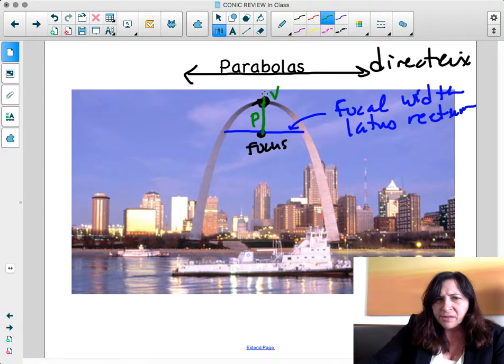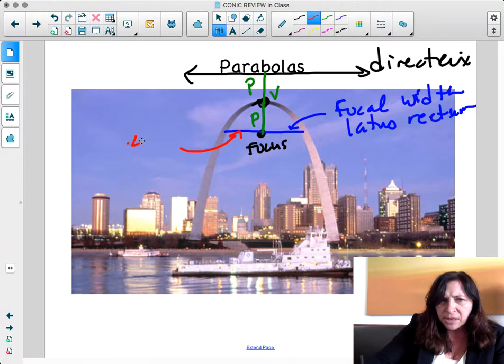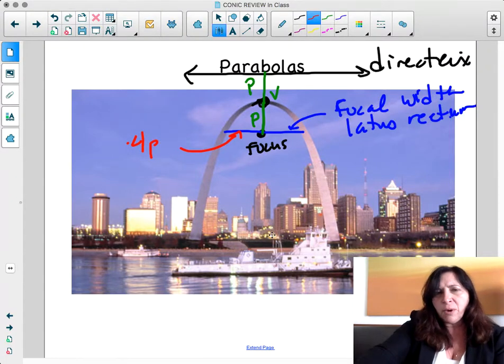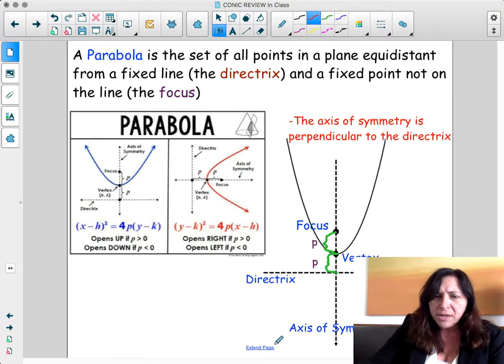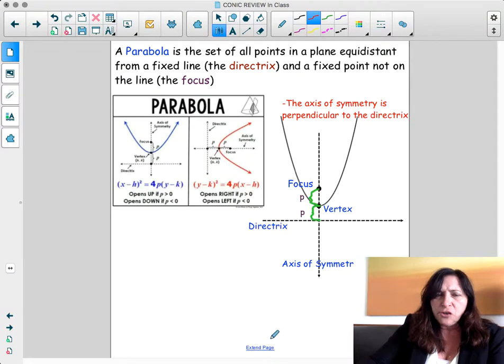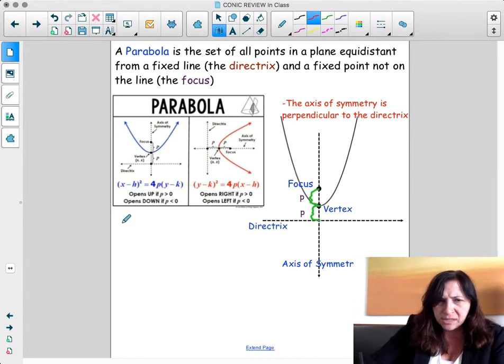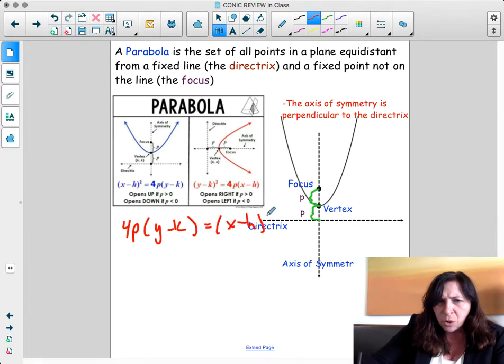It means that the distance from here to here is also p. But the distance of my focal width or latus rectum, this distance right here, is actually 4p, okay? All right, so in an equation for a parabola, what we learned was that you had two ways of writing the equation. What that shows you is this: 4p times the quantity y minus k is equal to x minus h quantity squared.